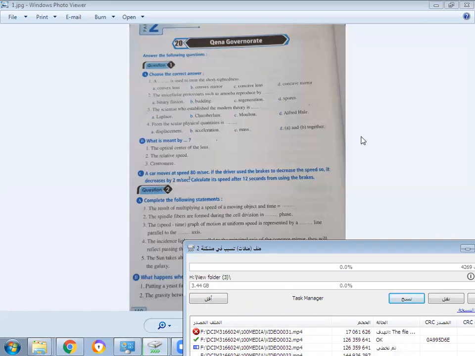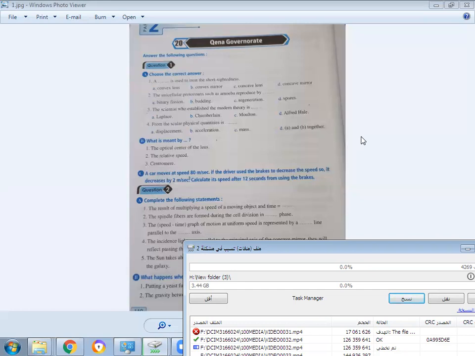Number 2, the unicellular protozoans, such as amoeba, reproduce by binary fission, budding, regeneration, spores. A. Binary fission. Number 3, the scientist who established the modern theory is Laplace, Chamberlain, Moulton, Alfred Hale. The correct answer is Alfred Hale.